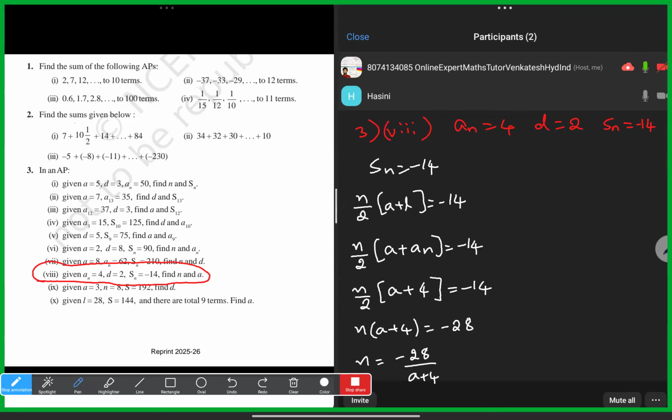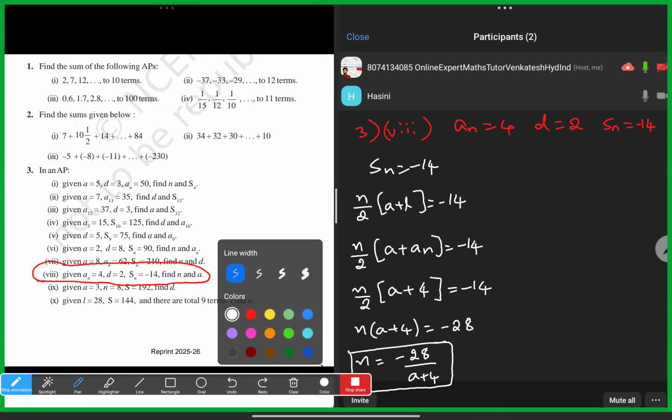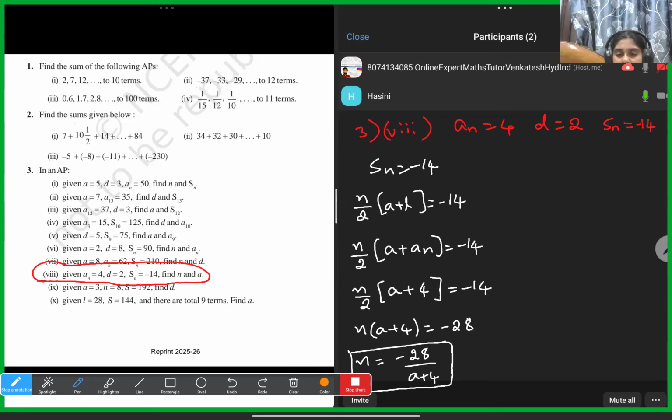Okay, Hasni. So now we'll keep this like this. How I got this? Have you understood it, Hasni? Could you tell me where did 2 go, Hasni? Sir, how did you separate n by 2? You multiplied 2 into 14, sir.